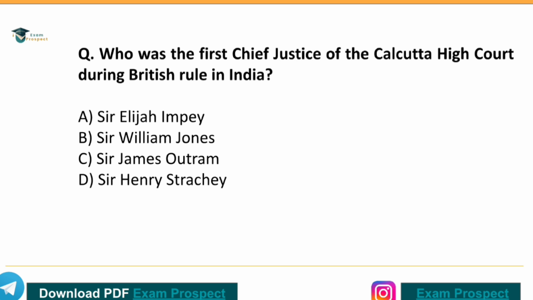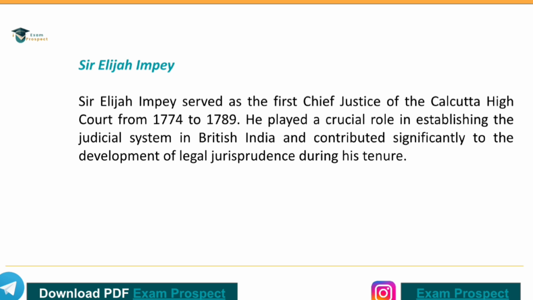Next question, who was the first Chief Justice of the Calcutta High Court during British rule in India? Correct answer, option A, Sir Elijah Impey. Sir Elijah Impey served as the first Chief Justice of the Calcutta High Court from 1774 to 1789. He played a crucial role in establishing the judicial system in British India and contributed significantly to the development of legal jurisprudence during his tenure.